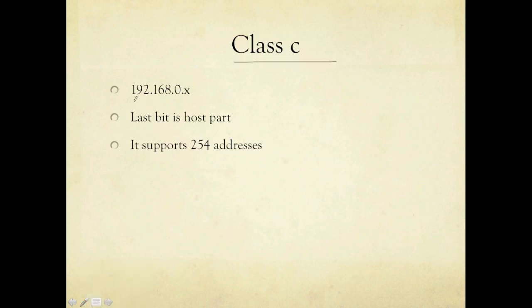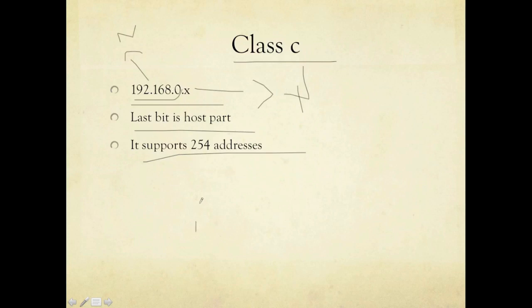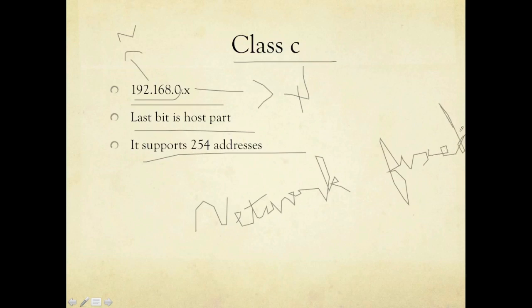What is class C? In a class C address, only the last 8 bits are the host part, and the first three octets are fixed. It supports 2 power 8, which is 256 addresses, but two addresses are used for special purposes, so the total supported is 254. You can see the network part and host part in the diagram.